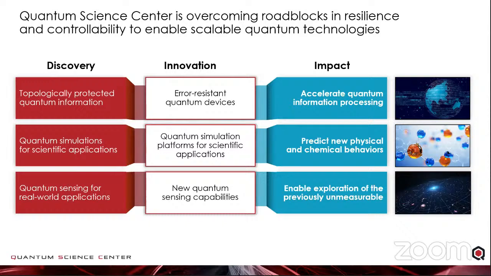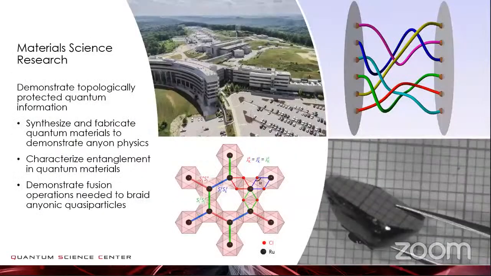We are focused on translating these ideas that we've been talking about into predicting new physical and chemical behaviors, whether that's materials or chemistry or high energy physics. And the way we're doing that is by developing these new types of simulation platforms, quantum simulation platforms, and tailoring them to scientific applications. In our materials research thrust, we are focused on the development of new types of materials, including new types of quantum spin liquids and topological electronic materials.